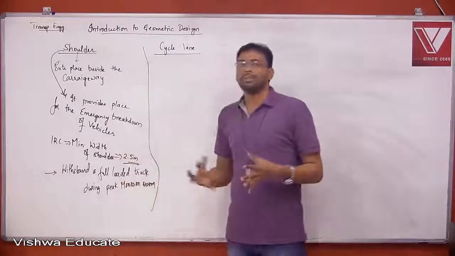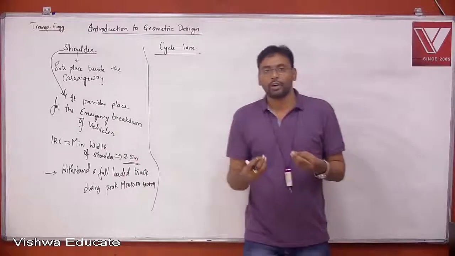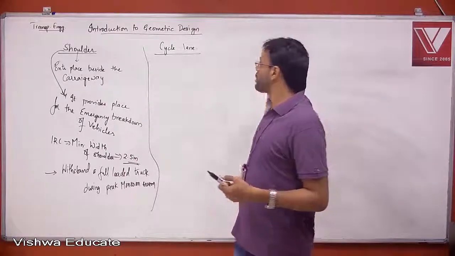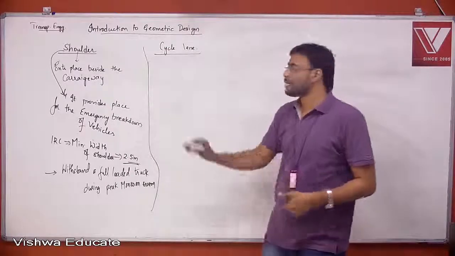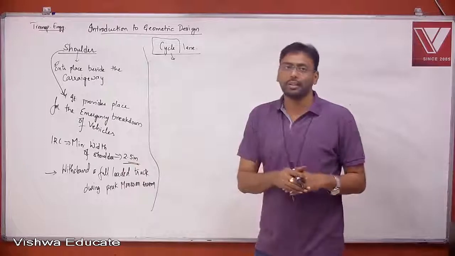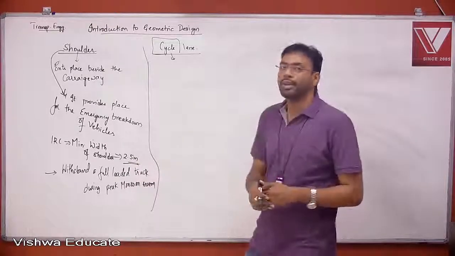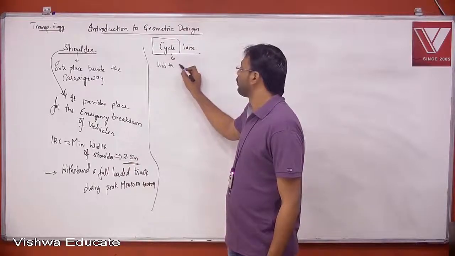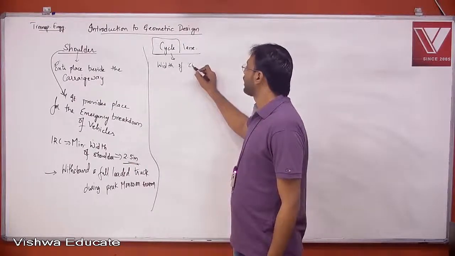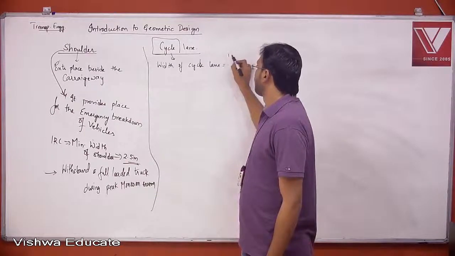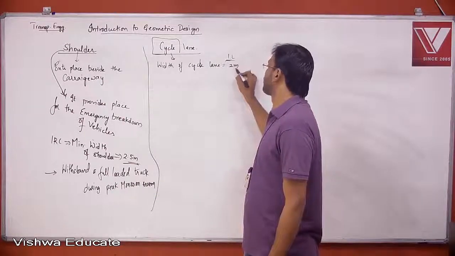So it is common sense that if you provide a road, if you provide a lane, especially for the movement of cycles, it can be called a cycle lane, nothing special. Now what they ask is, what is the width of a single lane? Width of cycle lane. For one lane, it is 2 meters.